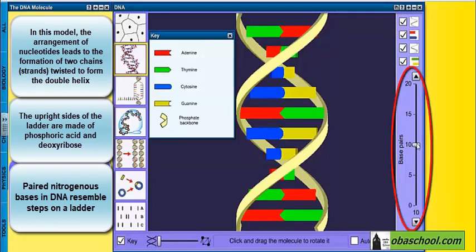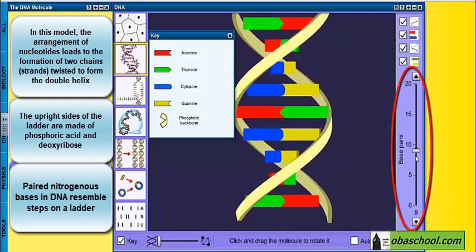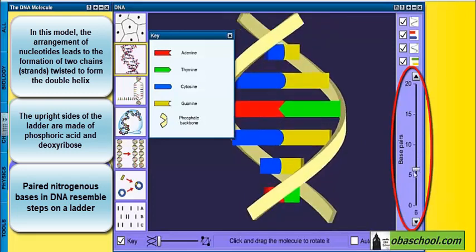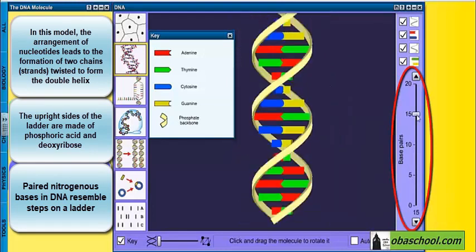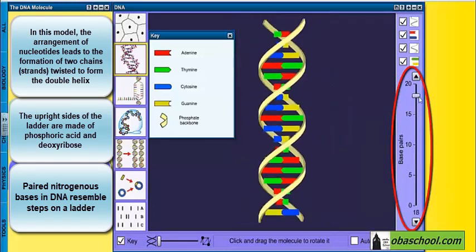We can use this tool here to zoom in and out. For example, if we want to zoom in on only 5 nucleotides, we choose 5 base pairs. We want to see 5 base pairs. A base pair is a nucleotide. And we can zoom out to see more and more.